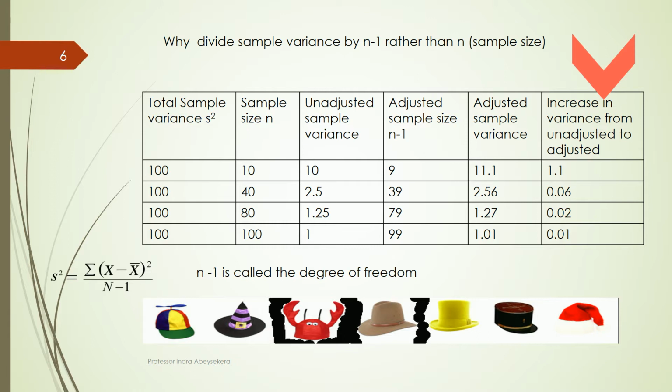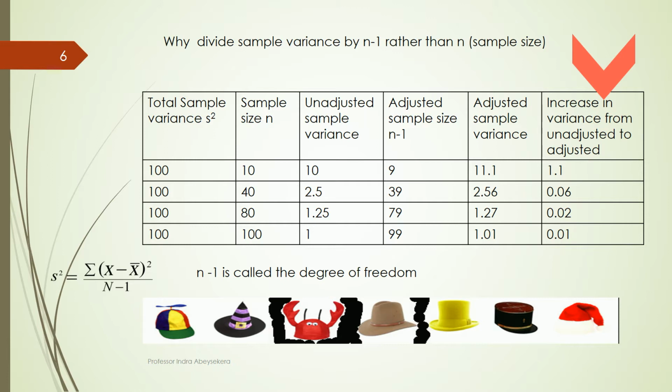So we can see that with the adjustment of the variance, we increase the variance because we are now reducing the denominator by minus 1. But for a smaller sample, that total increase is much greater. For example, sample size 10, it is 1.1. Sample size 100, it is 0.01 only.